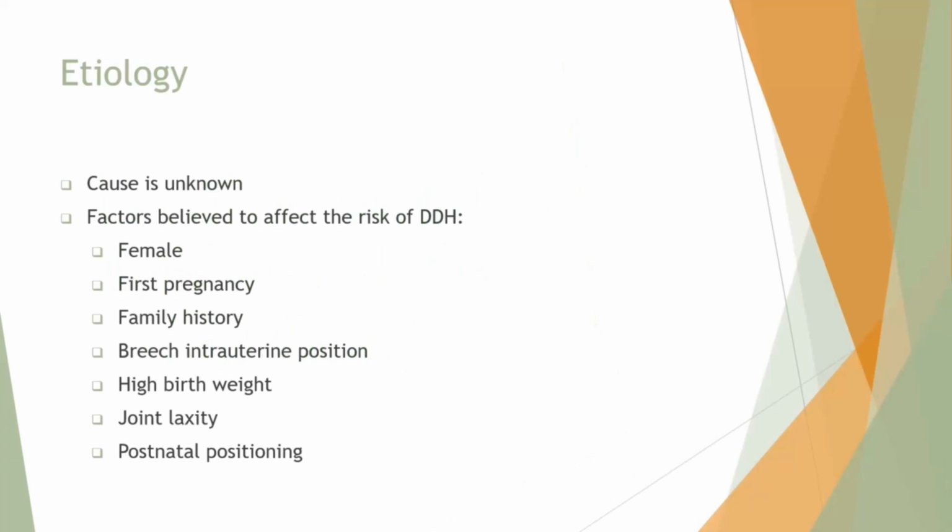So what's the cause of DDH? The cause is unknown, but there are some factors that are believed to affect the risk of developmental dysplasia of the hip. So being sex assigned female at birth, it being the first pregnancy, having a family history of DDH, breech intrauterine position, high birth weight, joint laxity or loose joints, and then postnatal positioning, so swaddling that can be too tight and doesn't allow for the legs to move, or sometimes ill positions of infants and their hips in wearable infant carriers.